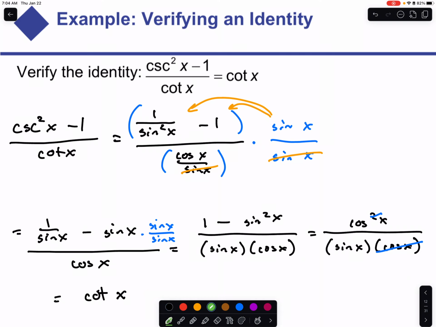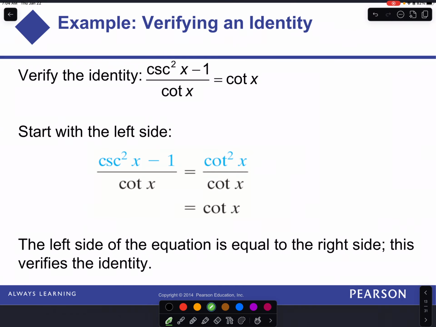Okay. So a little bit roundabout, but we eventually got there. We just kept applying the trig identities until we got it to condense. Trig identities along with algebraic manipulations, right? Let's see the way the textbook did it.